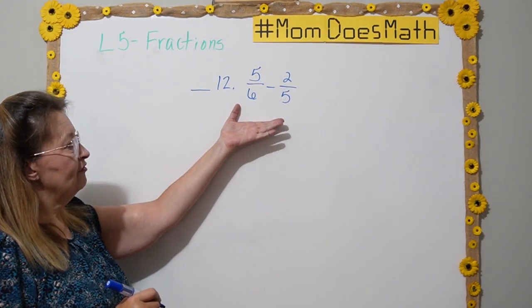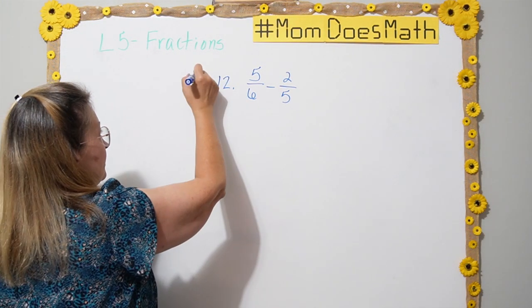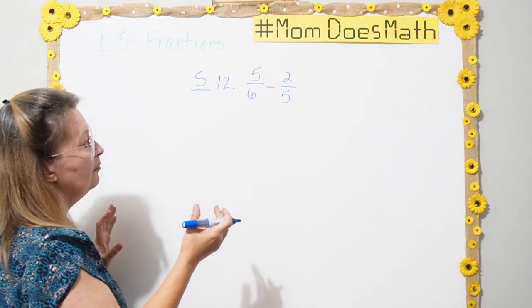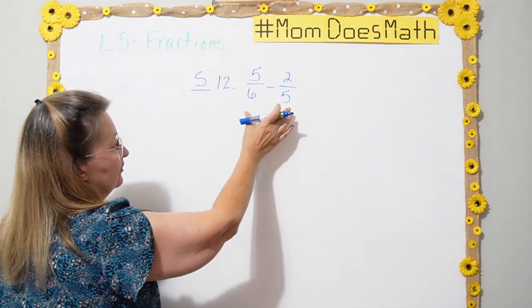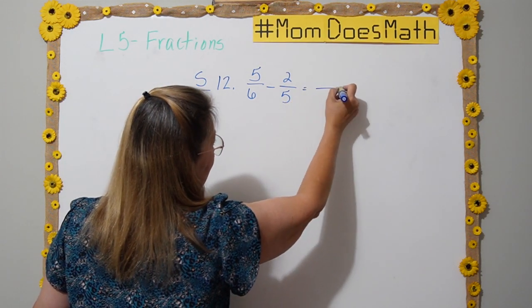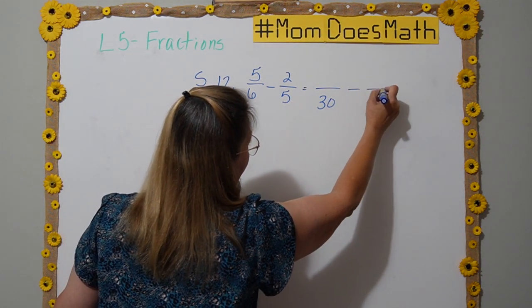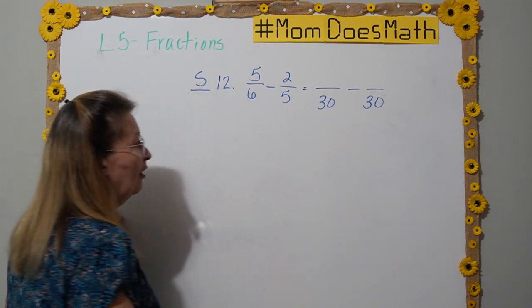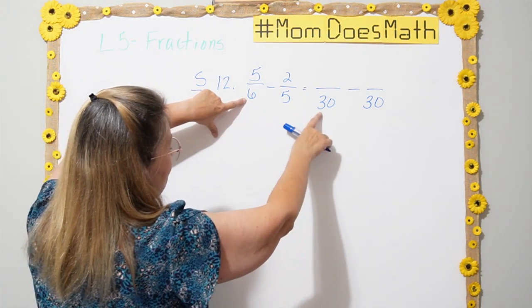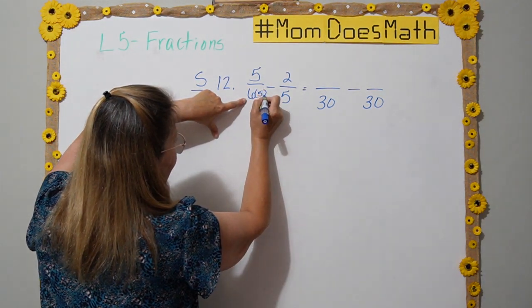Okay, number 12, 5/6 minus 2/5. This is subtraction. So the first thing I'm going to need to do is get a common denominator. And you're just going to wind up multiplying the two of them together. So it's going to be 2 new fractions, both with a denominator of 30. So you ask yourself, what did you multiply 6 by to get 30? Well, you multiplied it by 5.